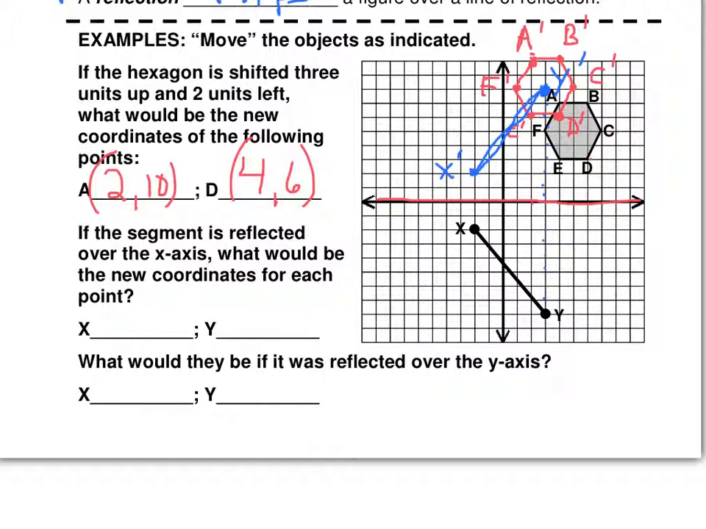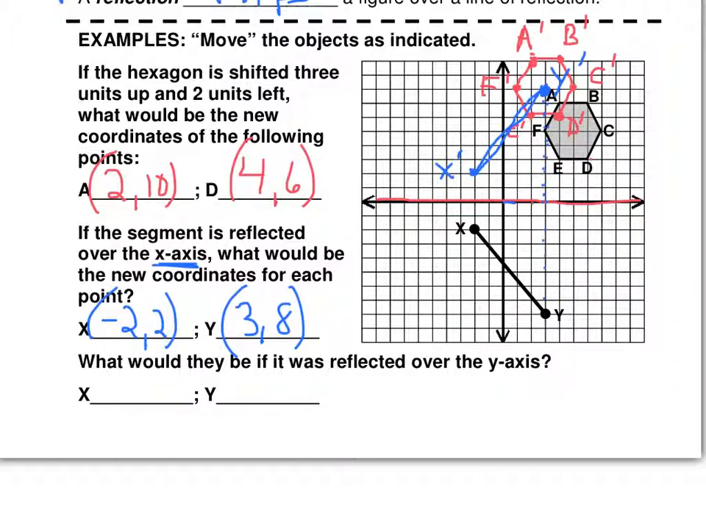And my new points, I need to write them down. So it's negative 2, positive 2 would be my new point. And then the new point here would be positive 3, and then up to 1, 2, 3, 4, 5, 6, 7, 8. Positive 3, 8. So we're reflecting over the x-axis, and the new coordinates would be those 2 points.